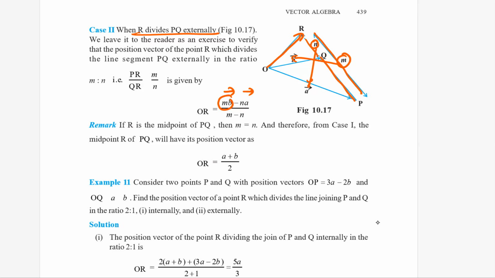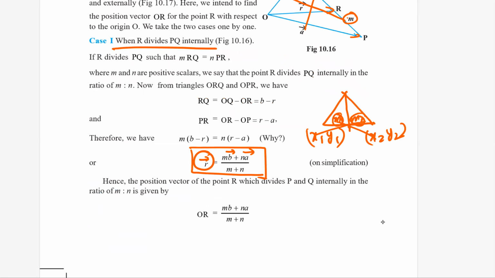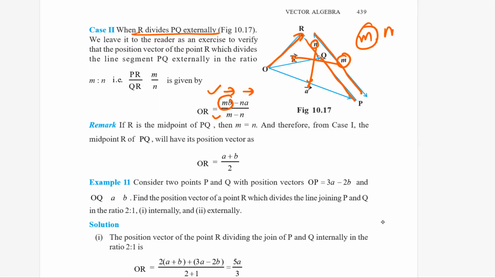Basically, whichever is bigger in m is to n will be placed in front in both cases: m b minus n a upon m minus n. Now if it is in ratio 1:1, the values of m and n will be 1 and 1, so vector r can be given by a plus b upon 2. If r is the midpoint of PQ, then m is equal to n, and therefore vector r will be given by vector a plus vector b upon 2.